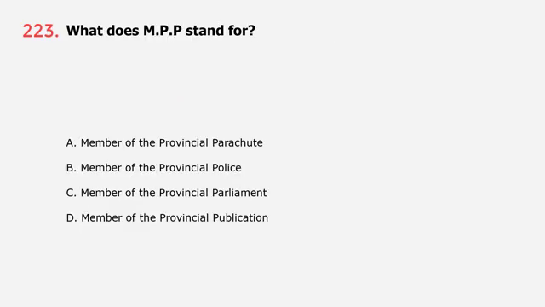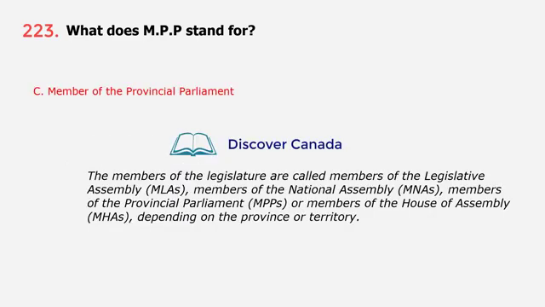Question 223. What does MPP stand for? A. Member of the Provincial Parachute. B. Member of the Provincial Police. C. Member of the Provincial Parliament. D. Member of the Provincial Publication. The answer is C. Member of the Provincial Parliament.